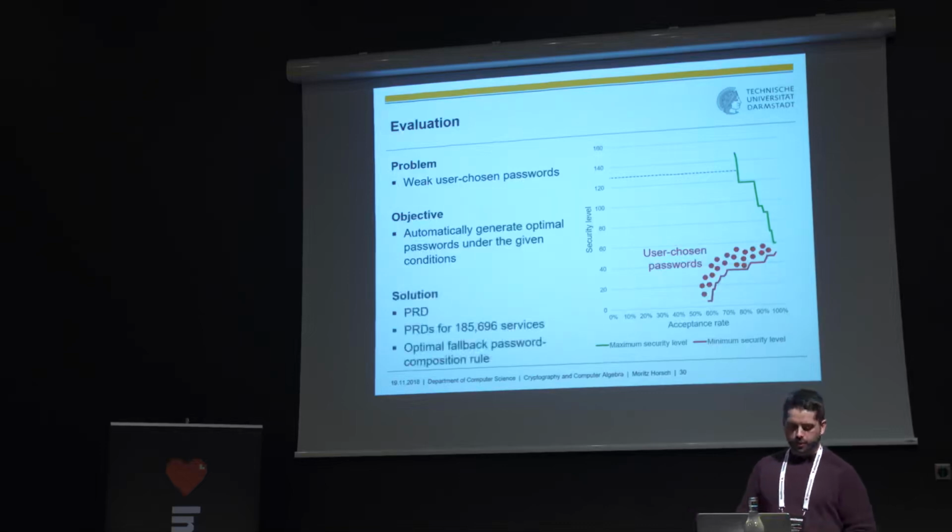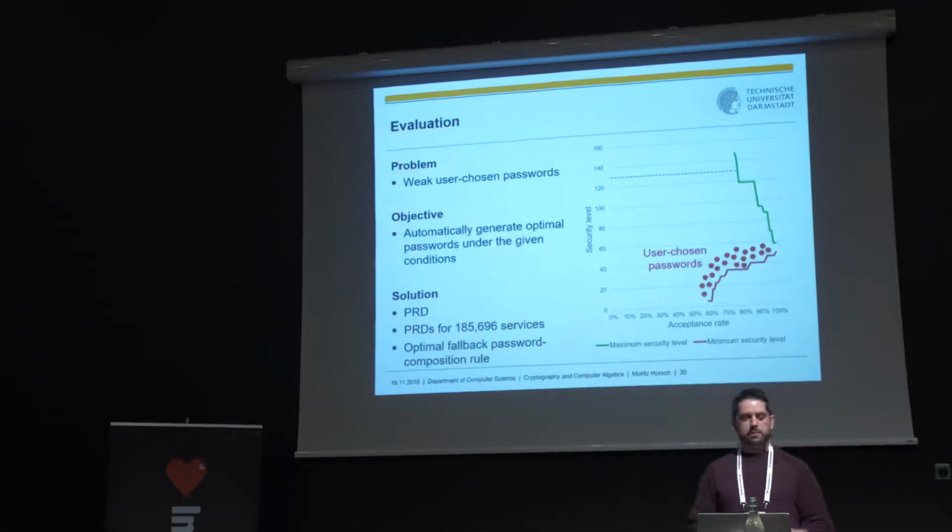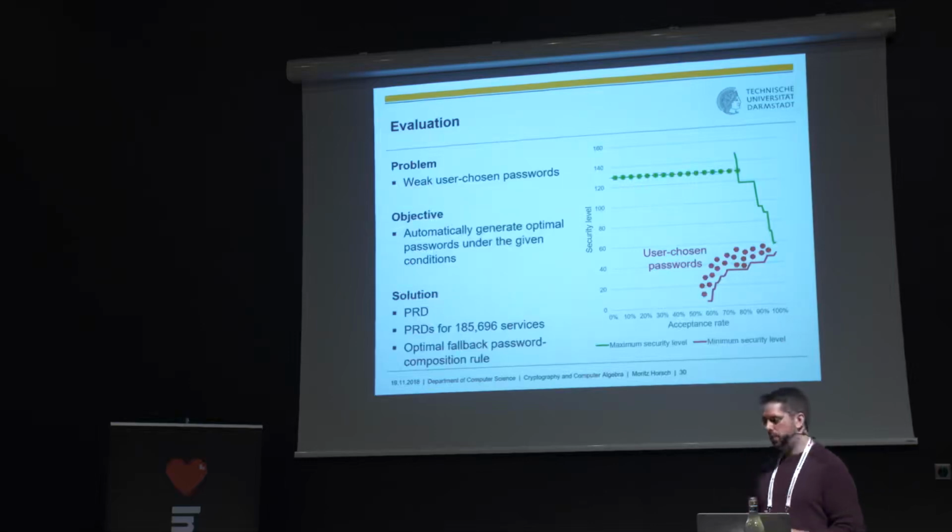And my solution consists of these password requirements descriptions, this database of PRDs for more than 185,000 services, and the optimal fallback password composition rule. With my solution, you get secure, attack-resistant passwords when this is allowed or when we don't know the password requirements of the service. And if the service does not allow that, you get at least the best possible password. So in any case, you have the best possible passwords, and the only thing you need to do is provide the URL of the service.